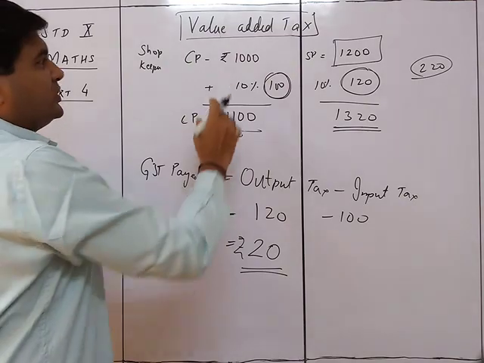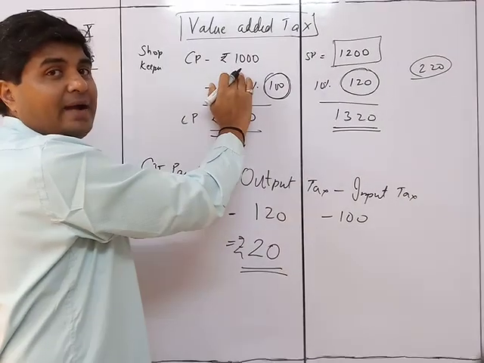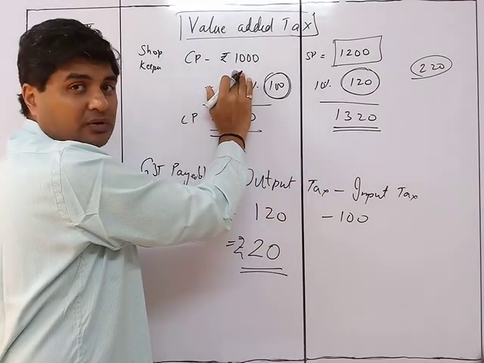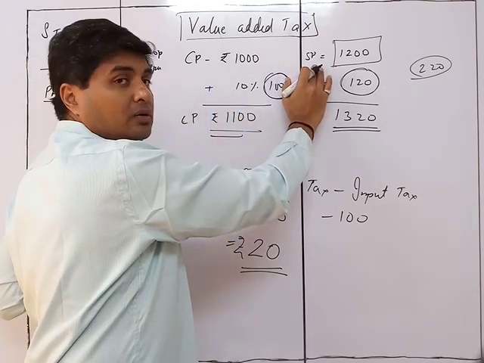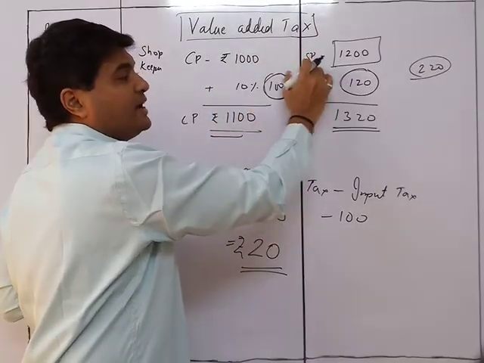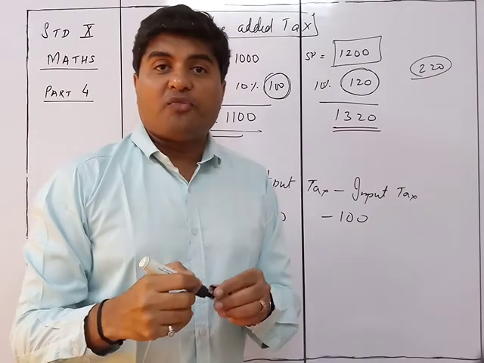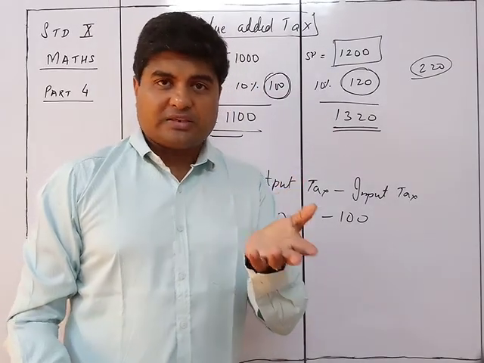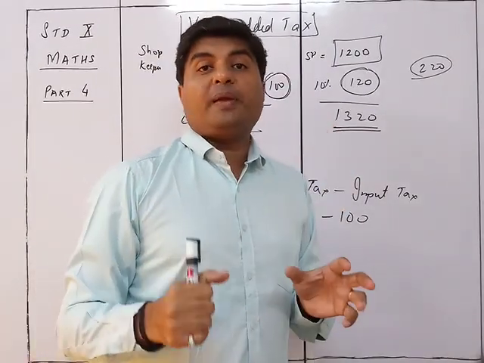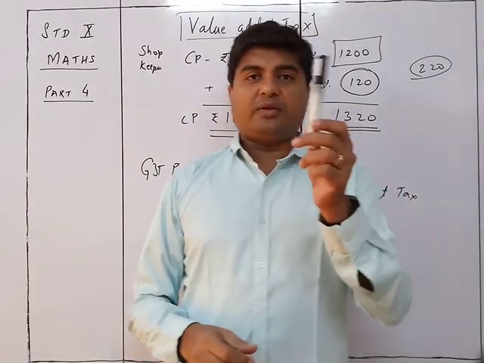Why value added? What was the value of the article at the start? It was 1000. What did it become later on? 1200. So what is the value added by the shopkeeper? How much is the profit? Profit is nothing but the value added by the shopkeeper. Suppose I tell about this pen.